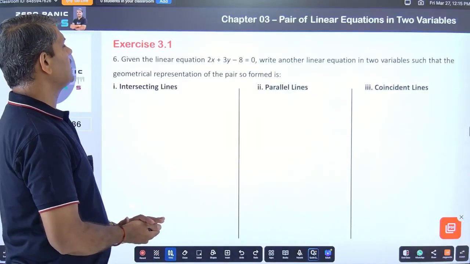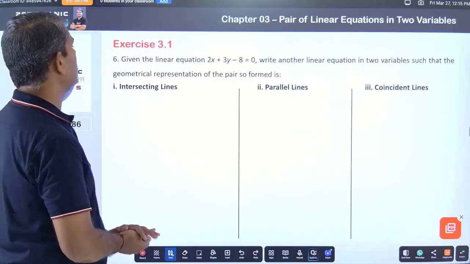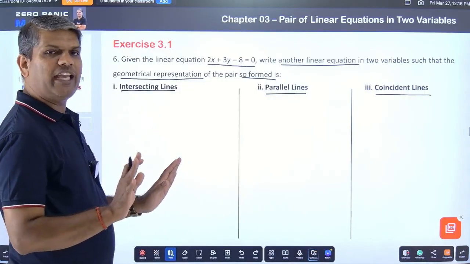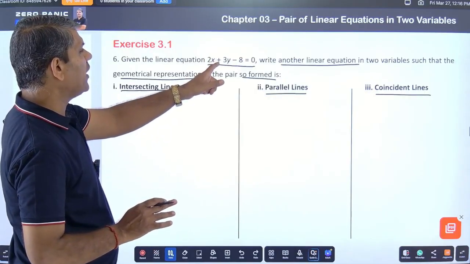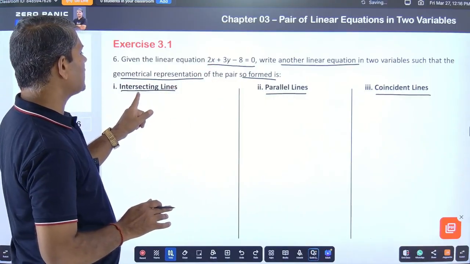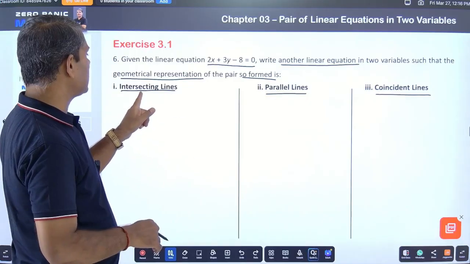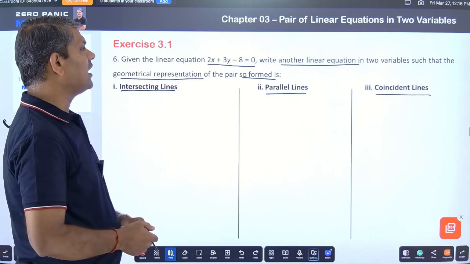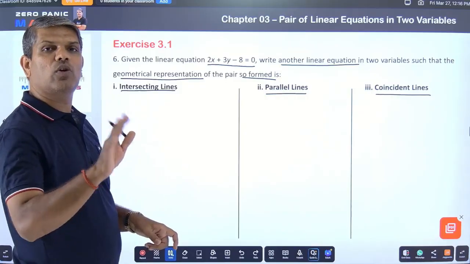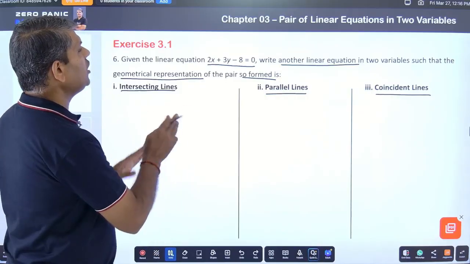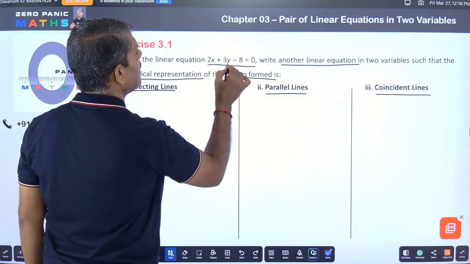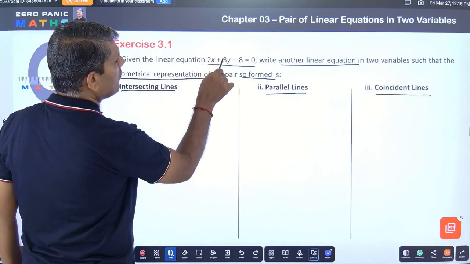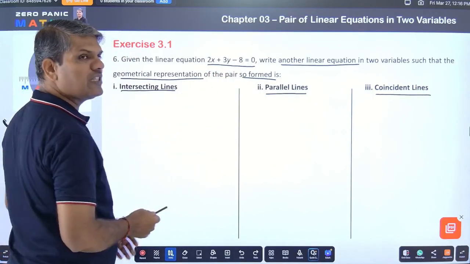So the sixth question is also a little bit different. Let me explain this question a little bit more. We have to simply write one more equation so that the pair has an intersecting line. So what is the condition for intersecting lines? Intersecting lines: a1 by a2 is not equal to b1 by b2. So we need to just write one more equation so that a1 by a2 is not equal to b1 by b2, where a1 is 2, b1 is 3 and c1 is minus 8.